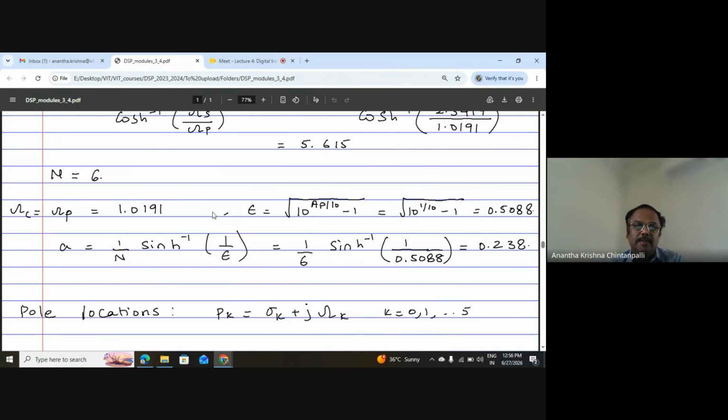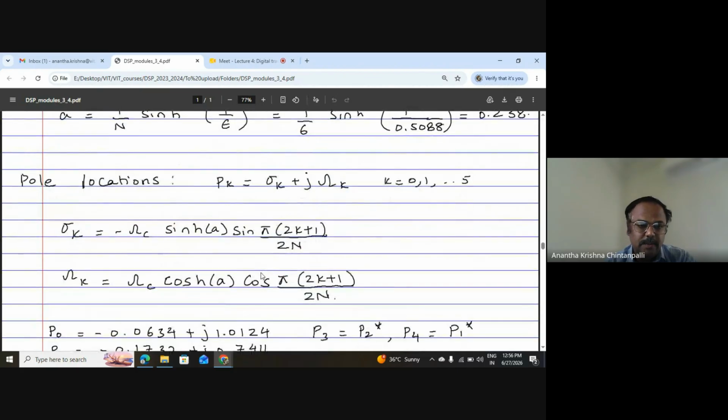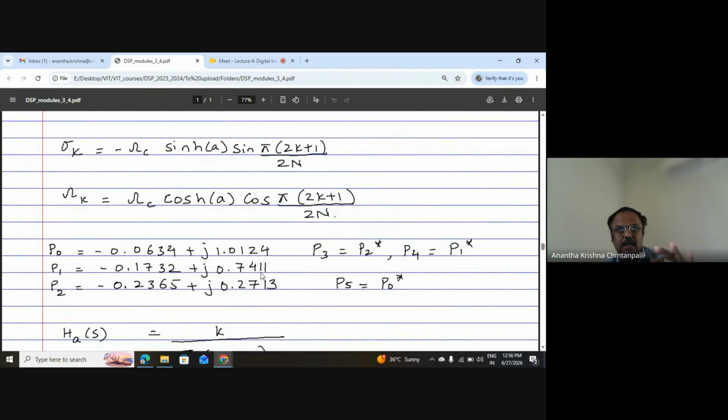You compute the value of epsilon, you compute the value of A. Then you compute the location of poles through the formulas which are given. I'm not going to do the actual computation now. This is the answer: P naught, P1, P2. Now the corresponding P3 should be P2 conjugate, P4 should be P1 conjugate, P5 should be P naught conjugate.